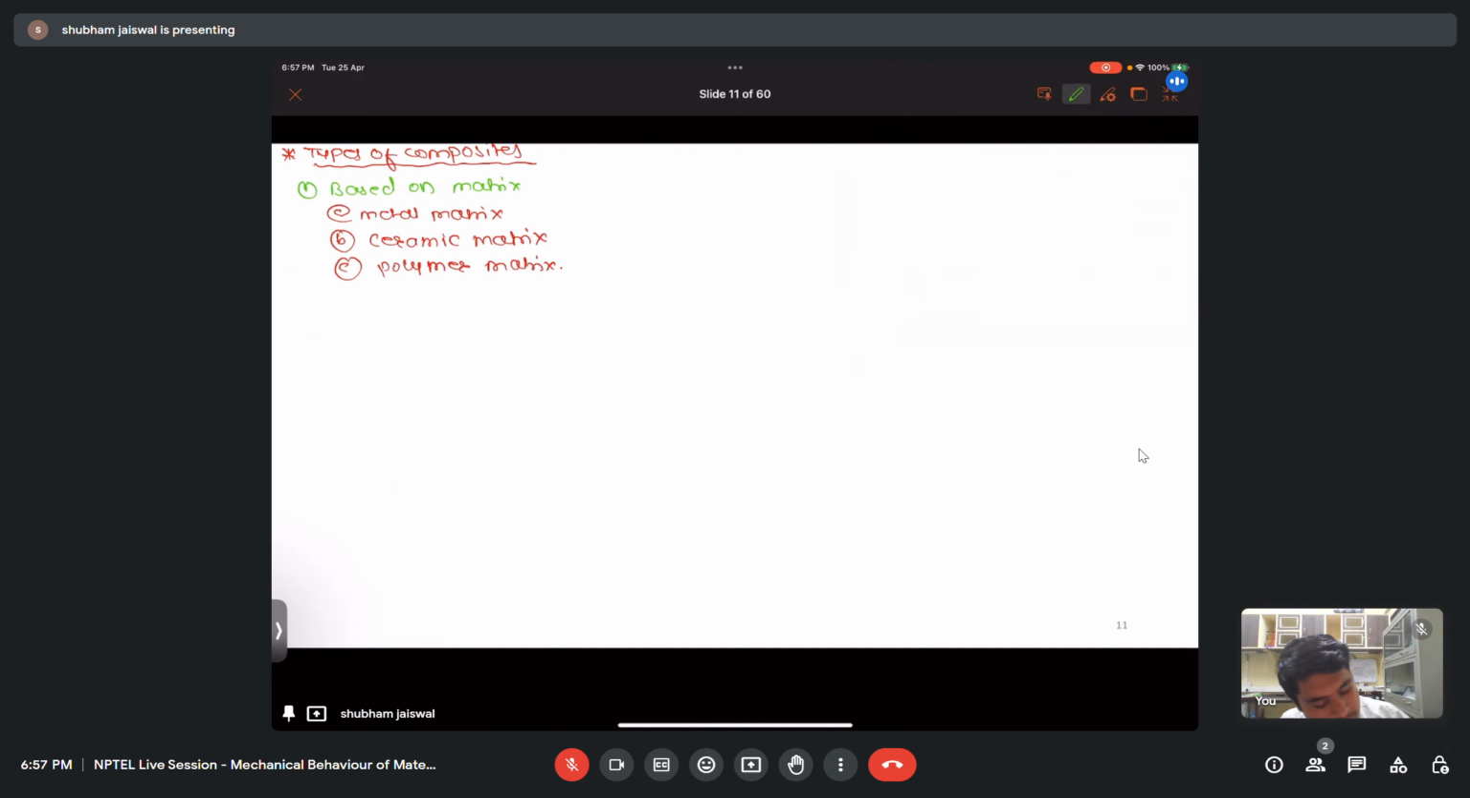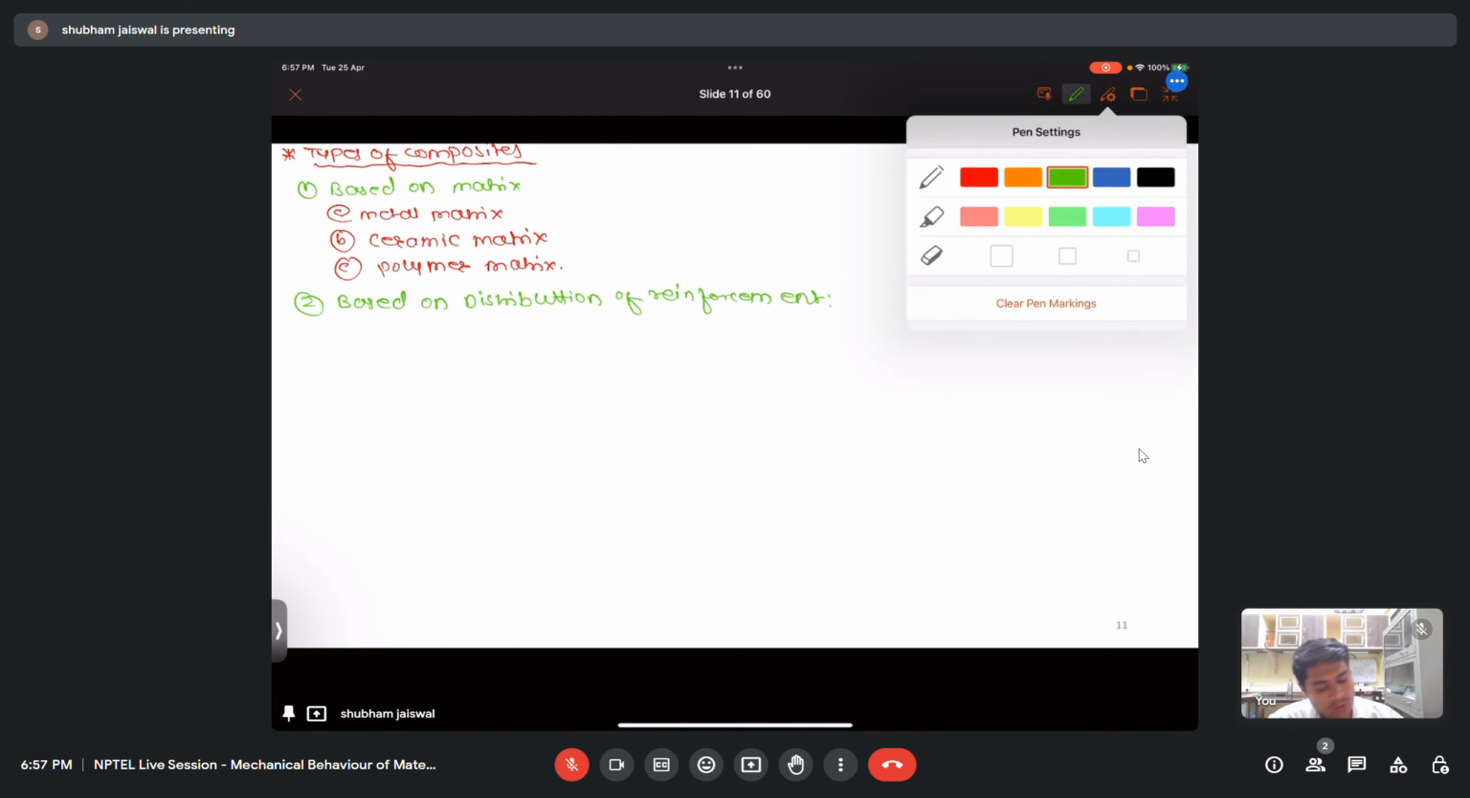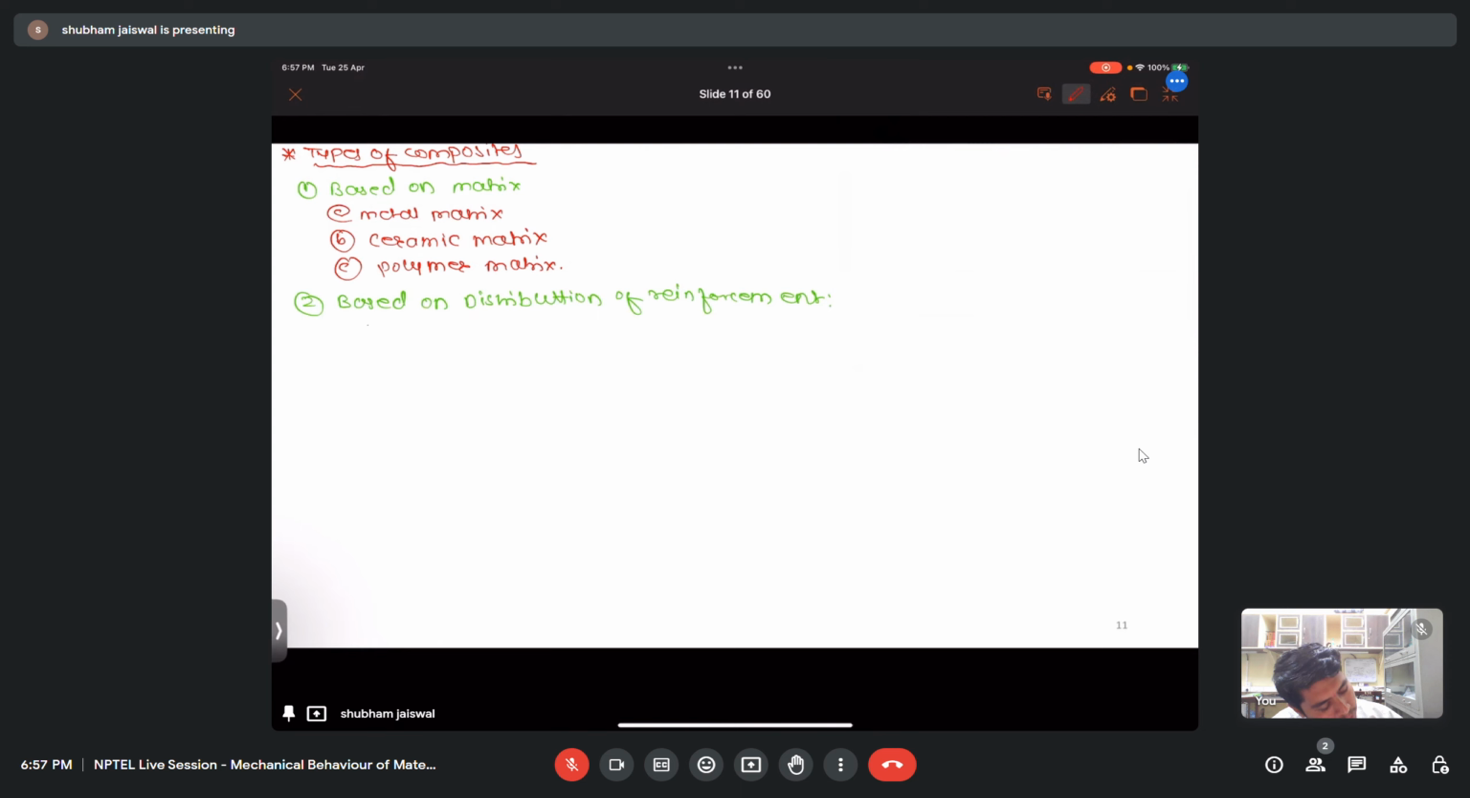The second one is based on the distribution of reinforcement, means how the reinforcement is distributed inside the composite. So this depends on whether the reinforcement can be continuous or it can be discontinuous.